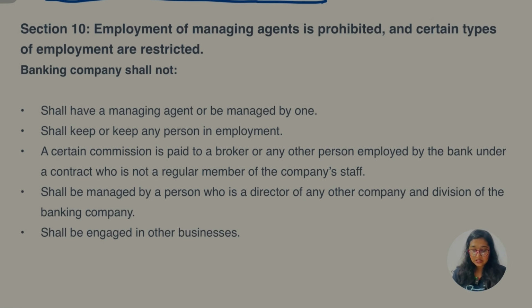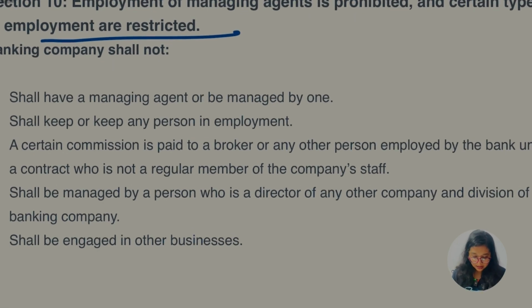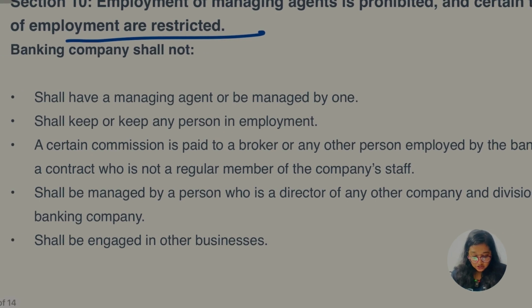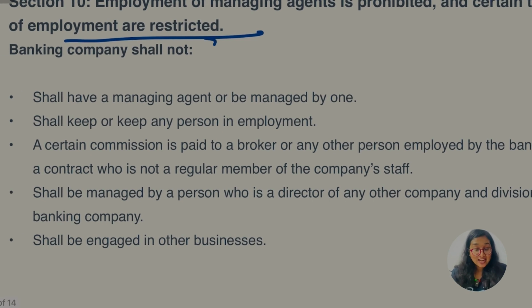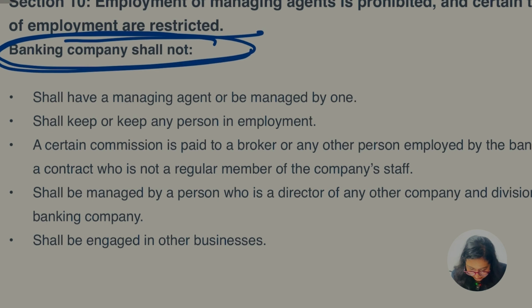Employment of managing agent is prohibited and certain types of employment are restricted. So a banking company cannot go for trading, cannot go for buying and selling of goods directly or indirectly. There are some other things which cannot be done by the banking company. This is the line we have to read first, otherwise we will get confused.